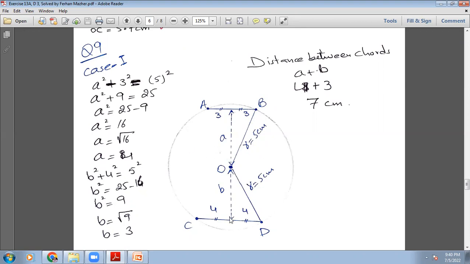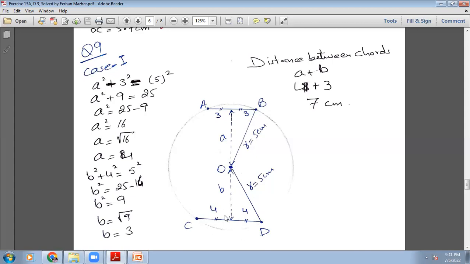Here, this is the perpendicular bisector of the chord. The distance of the chord from the center, I'm supposing it's B. Here, this chord will be bisected. So this angle will be 90. This portion will be, because the total length is 8, so this portion will be 4.